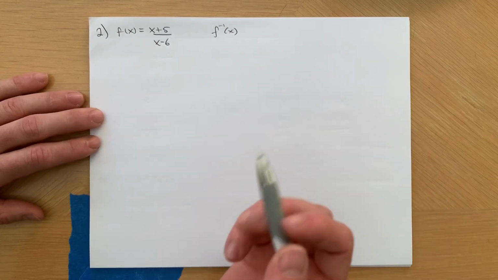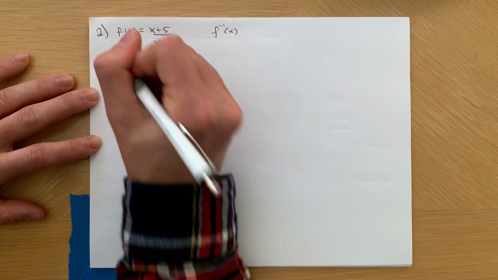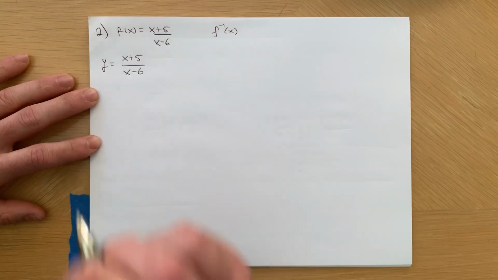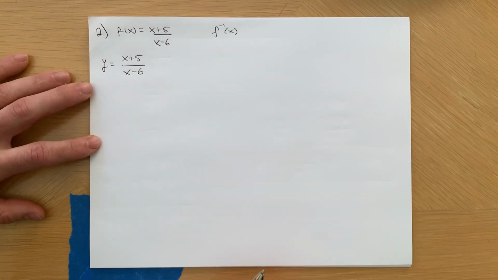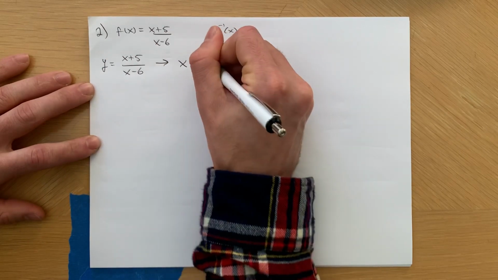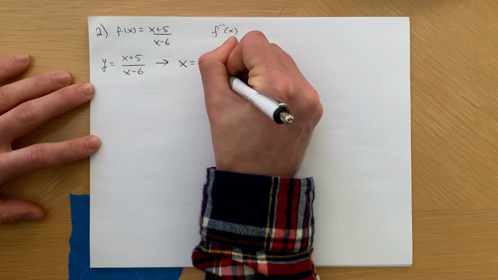So just like the last problem, we're going to replace this f of x with a y. So we'll have y is equal to (x + 5) over (x - 6). And then once we do that, we replace the x's with the y's and the y's with the x's. So we're going to have x is equal to (y + 5) over (y - 6).